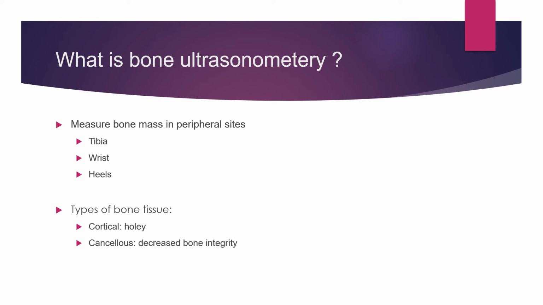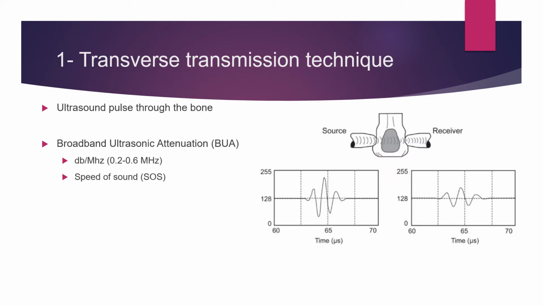Bone ultrasonometry uses the same principle as ultrasound imaging, and it can do it using two techniques. The first technique is called the transverse transmission technique. This technique sends an ultrasound pulse through the bone by having two transducers on opposite sides of the studied bone, acting as a transmitter and receiver, as shown in the figure.